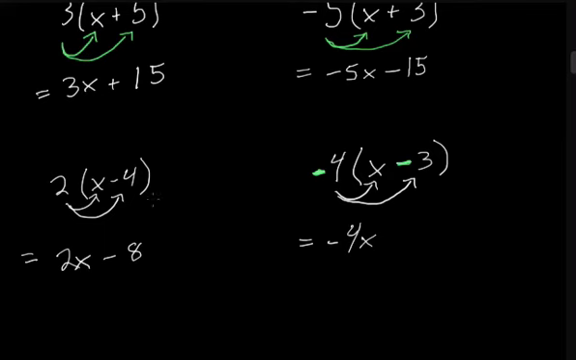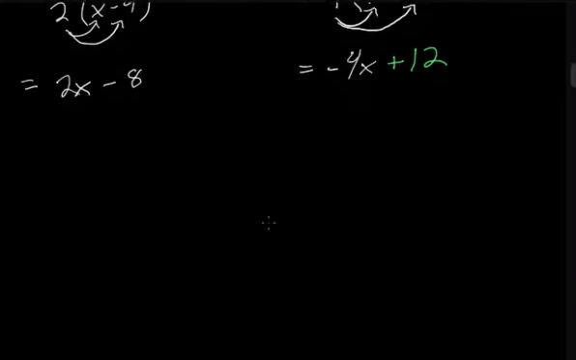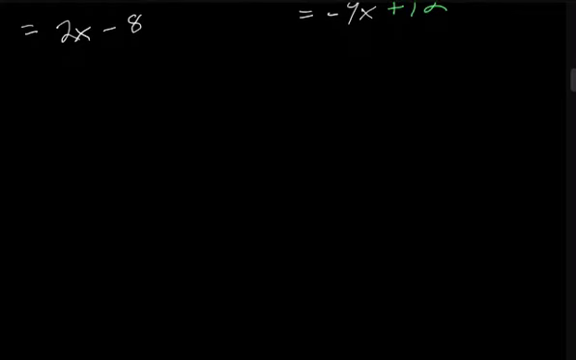And as we know, a negative times a negative equals a positive. So we're going to write plus 12 here. Negative 4x plus 12, because it's a negative times a negative. All right, and so those are some examples of the distributive property. Now let's go over some expressions that can be simplified using the distributive property.